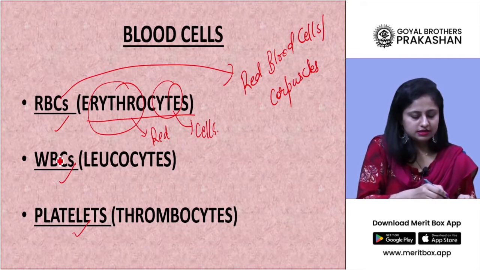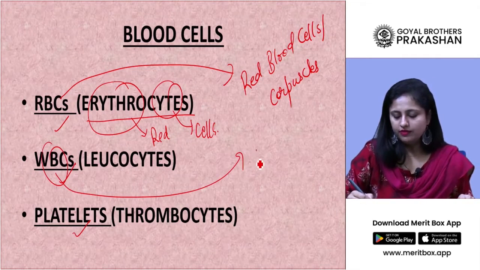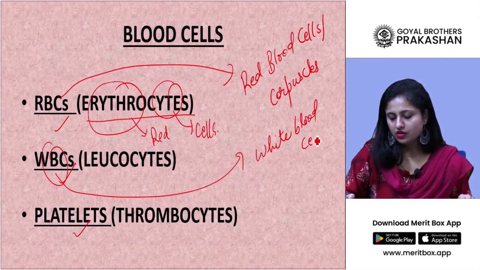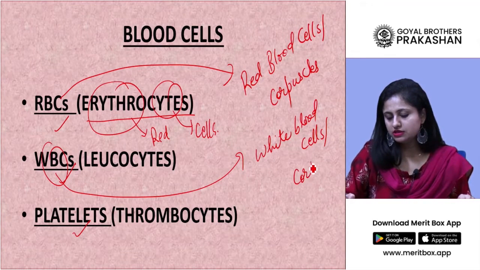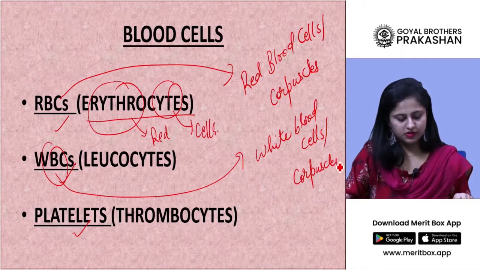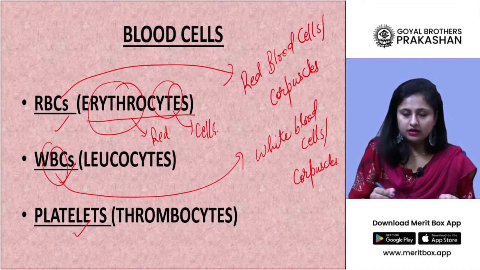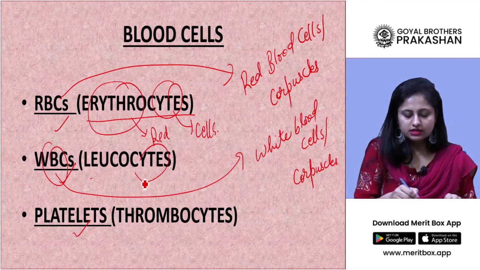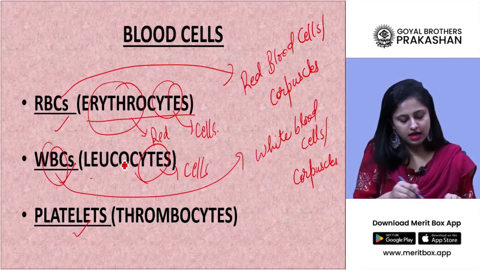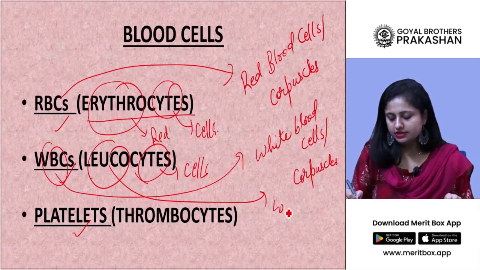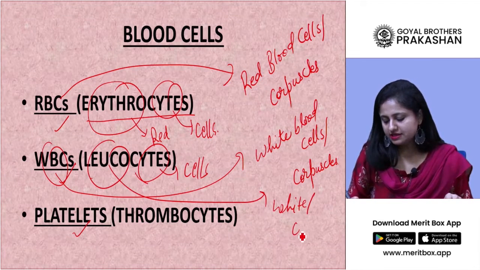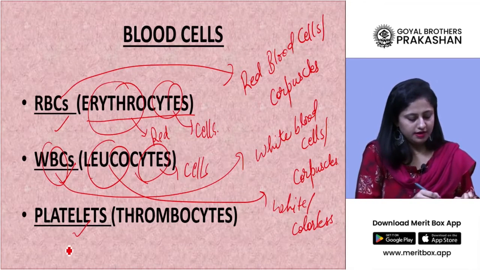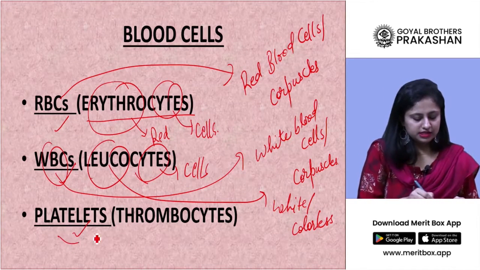Next, WBCs, that is white blood cells or white blood corpuscles. They are also known as leukocytes. Here cytes again means cells, and leuko means white or colorless. Next, another type, that is platelets.